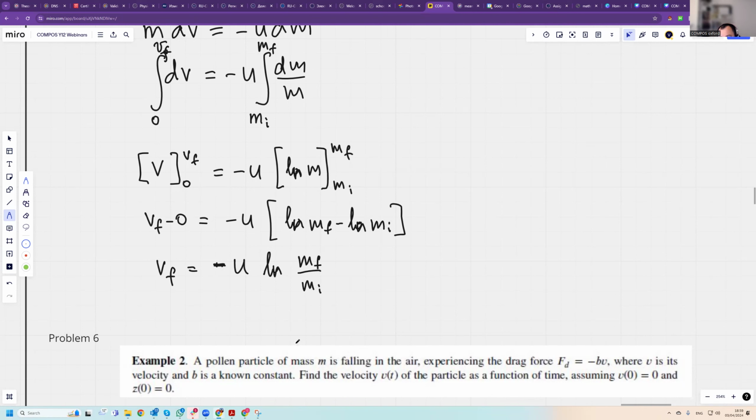How does it make sense that it's negative? Well, the final mass is always smaller than the initial mass, so this logarithm will always be negative. So we can take minus 1 as a power here, and it's going to be u times the logarithm of the initial mass divided by the final mass.